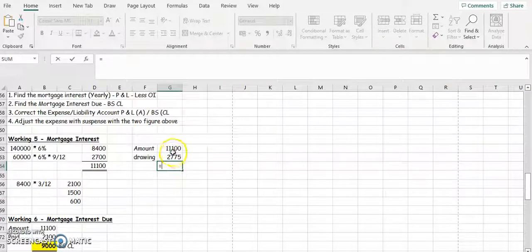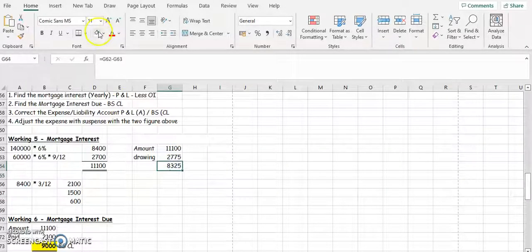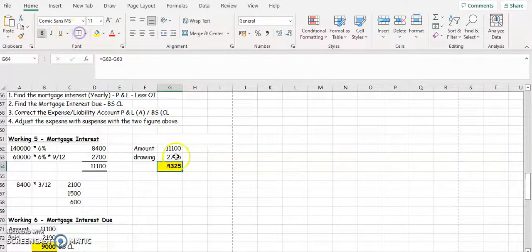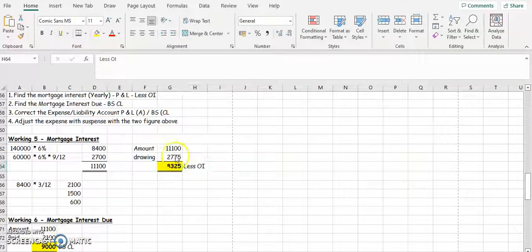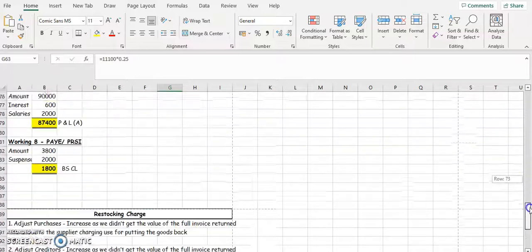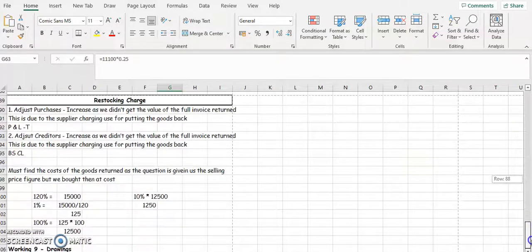That figure is going to go into your drawings account. So the new figure then for operating income is 8,325. That's going to go to add or less operating income. Then this 2,775, that's where we're going to increase our drawings by.